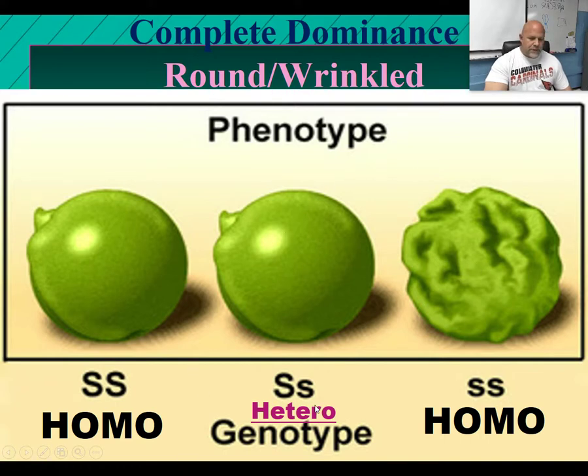When we're looking at genotypes, they can either come in a situation where both of them are the same, and if that's the case, we call it homo. And if they're different, we call it hetero. So we have a homozygous situation here, a heterozygous situation here, and another homozygous situation here.